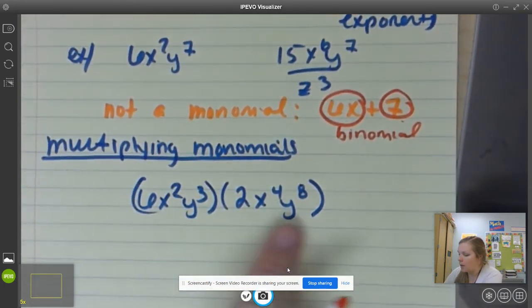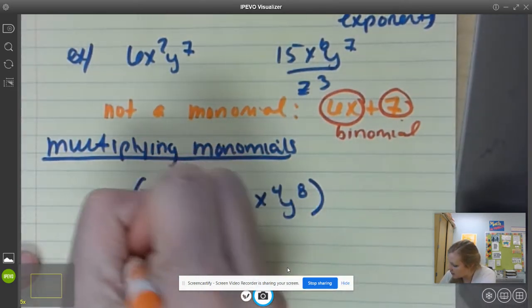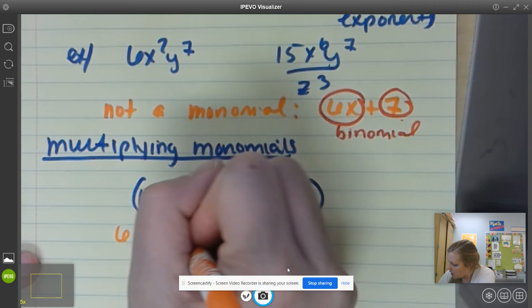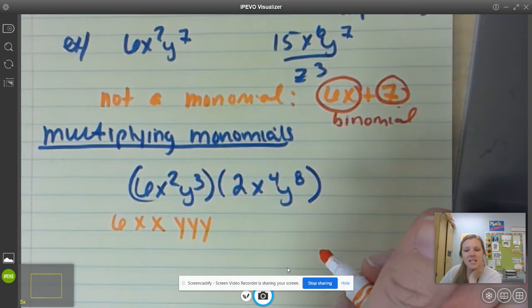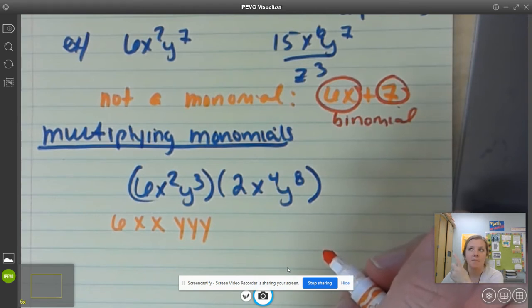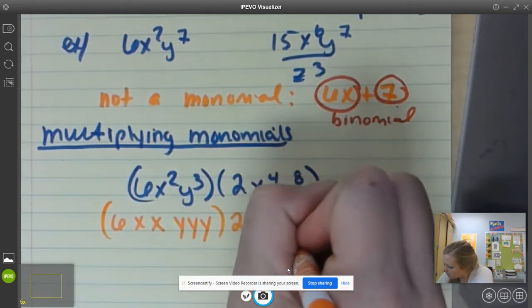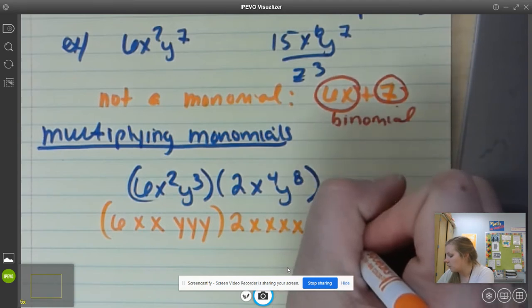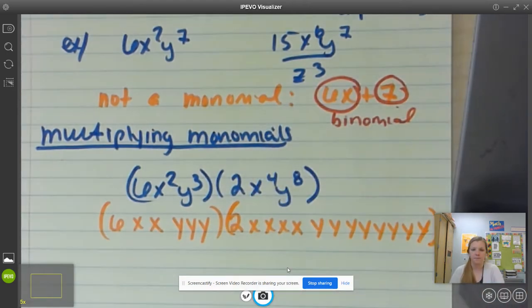So this is an example of a problem that we need to multiply. And I can write this without any exponents. This says 6 and then x squared means 2 x's. y to the third means 3 y's. So right now, again, I'm just writing them without exponents. This is the explanation or the reason behind the little shortcut I'm going to show you in a second. So you don't have to do this every time. This is just the thought process behind. 2, and then the other one is 2x to the fourth, 4 x's, y to the eighth. 1, 2, 3, 4, 5, 6, 7, 8. I was worried I was going to run out of room.